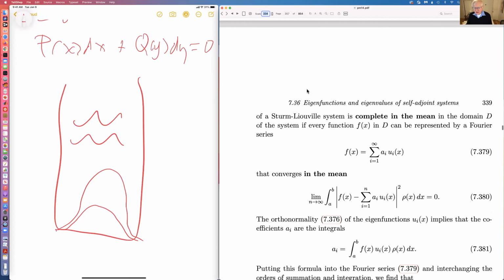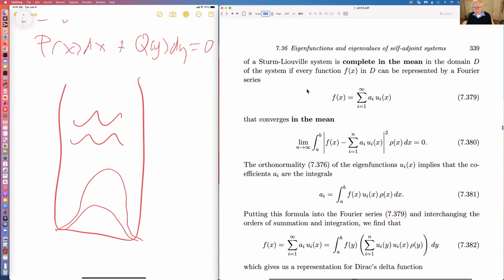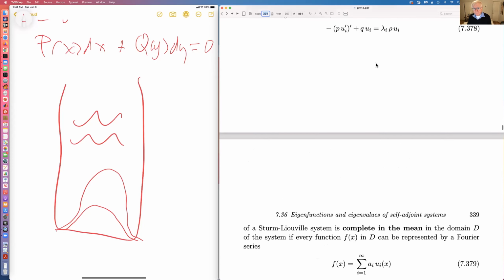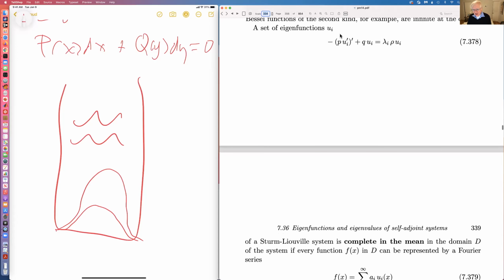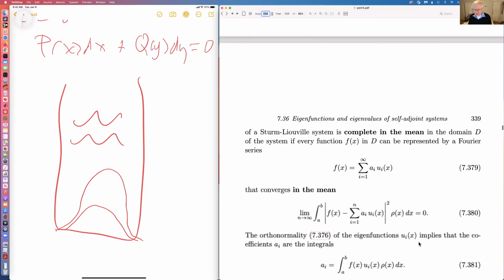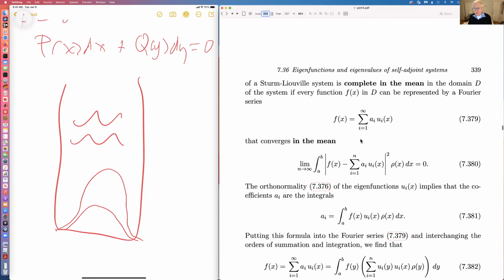So that's basically a definition of convergence in the mean, and the proof is described in the book. I don't know if we're going to go through every step today, but if you have a Sturm-Liouville system, a set of eigenfunctions is complete in the mean if this is true. Complete in the mean in the domain, and that's every function in the domain.